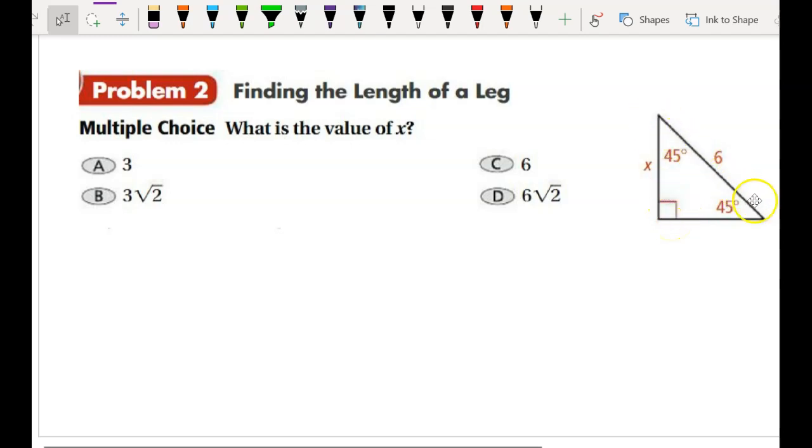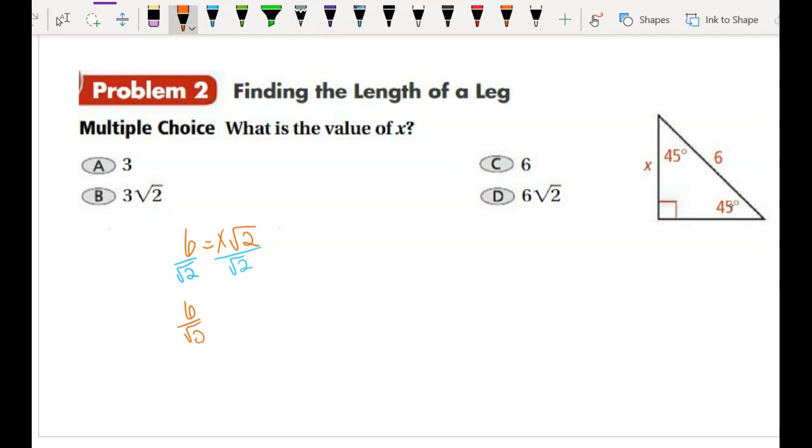So what is the hypotenuse equal to? The hypotenuse is equal to, so it's 6, and that's the same thing as the square root of 2 times the length of my leg, which in this case is x. So I'm looking for x, so this works out perfect. So now I'm going to divide both sides by the square root of 2. So now I have 6 over square root of 2 is equal to x.